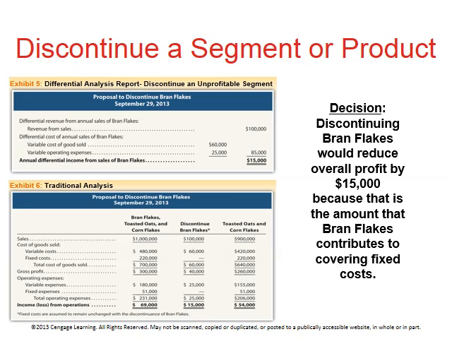So if we look at our traditional analysis, we see that if we have all 3, our income from operations is $69,000. If we only have toasted oats and cornflakes, our overall profit is $54,000. So by discontinuing bran flakes, it isn't there to cover the fixed costs, and it actually decreased profit by $15,000.